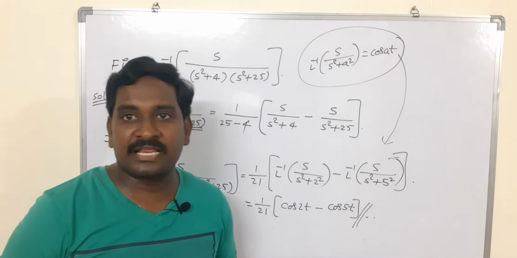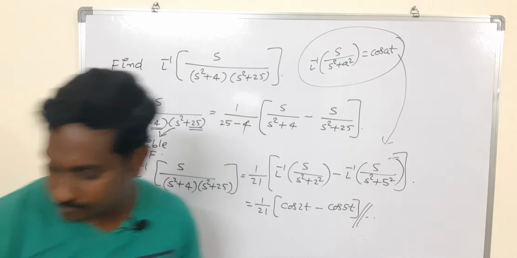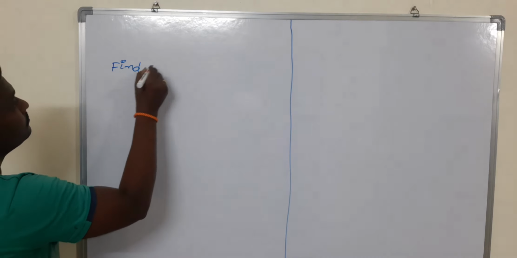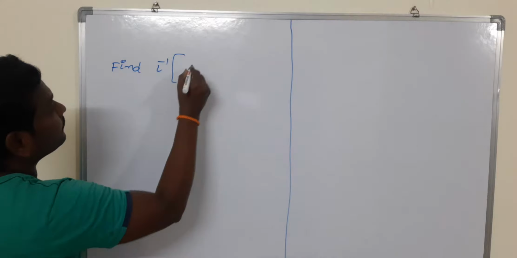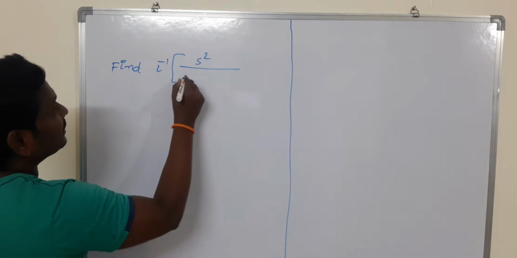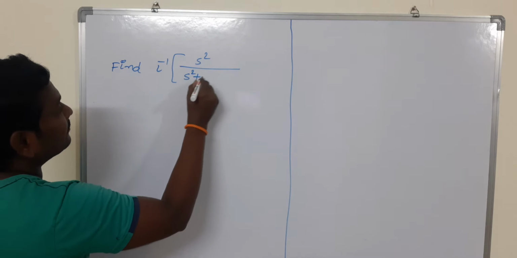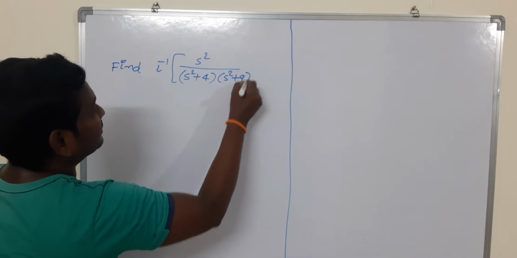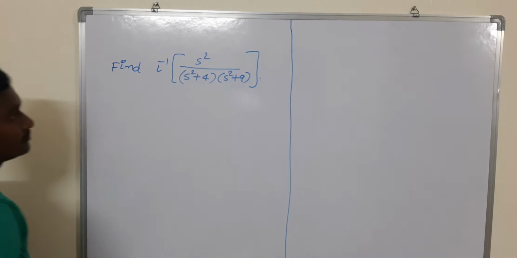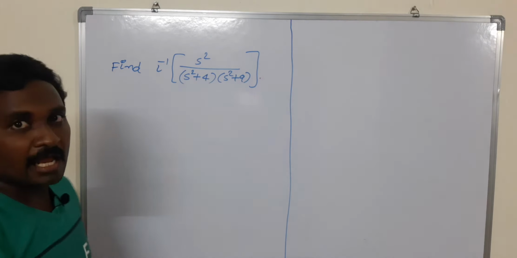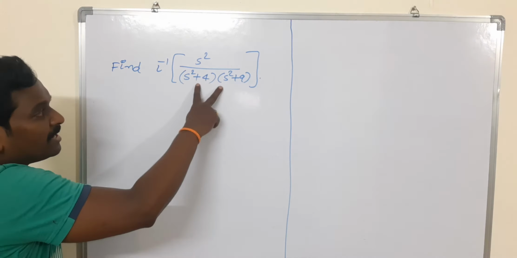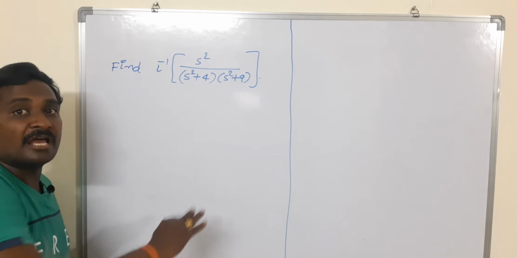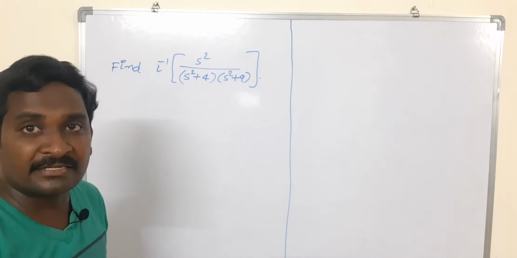Okay, I will give another example now. Find L inverse of s square by (s square plus 4) into (s square plus 9). This is the given problem. Here also we observe that the denominator has two different quadratic factors which are irreducible to linear factors.